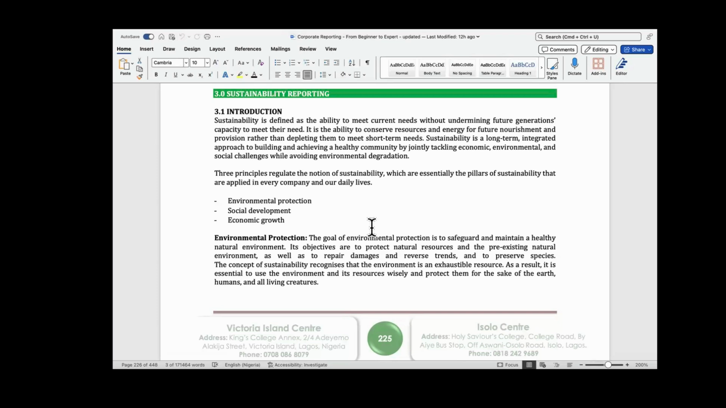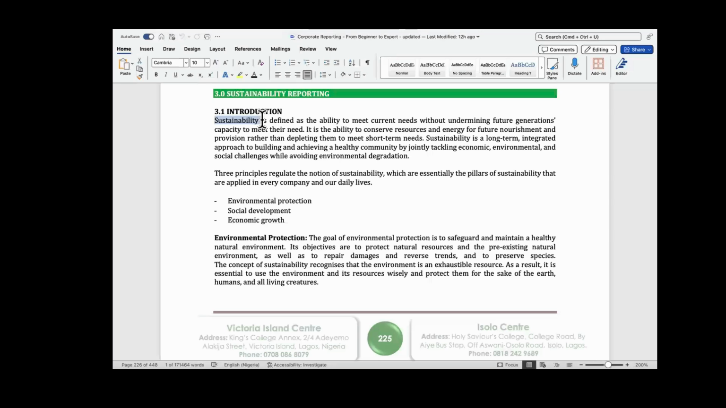Okay, so sustainability reporting. The first thing is sustainability itself. What is the entire story all about? The whole idea behind sustainability is that an organization, individual, government, or any entity, as it were, should be able to meet their current needs without undermining the future generation's capacity to meet their needs. Meet your own needs without undermining the future generation's capacity to meet their own needs.